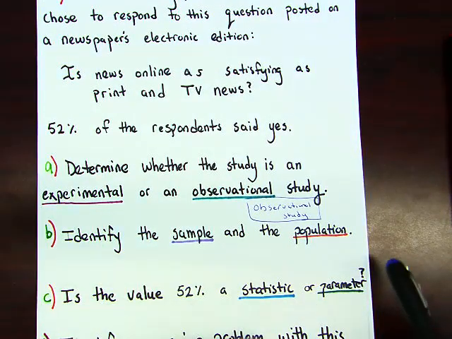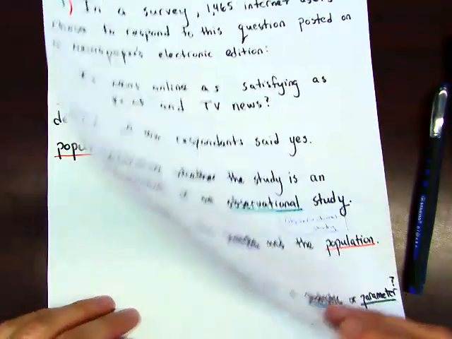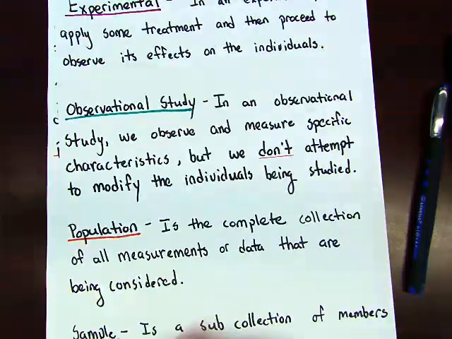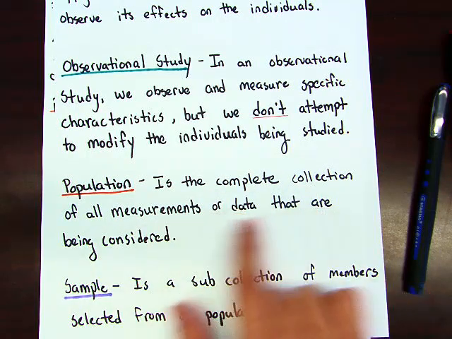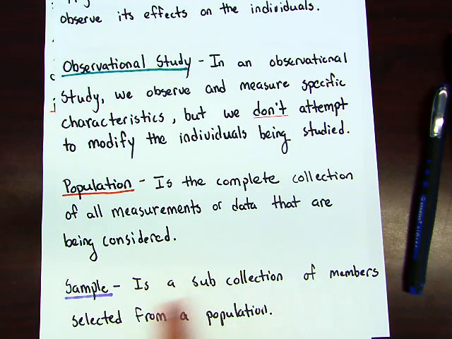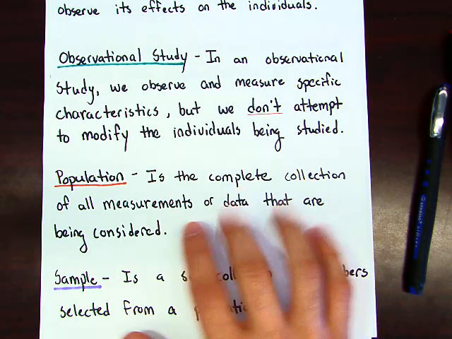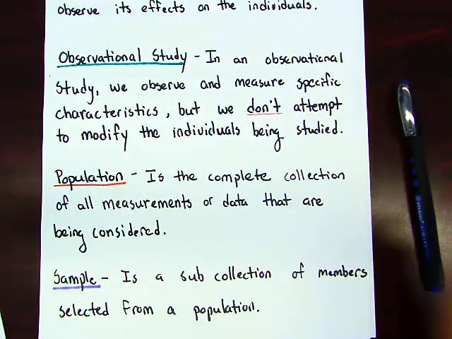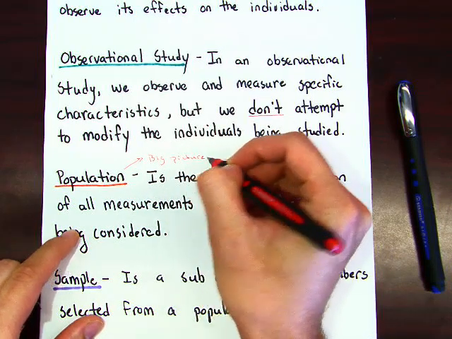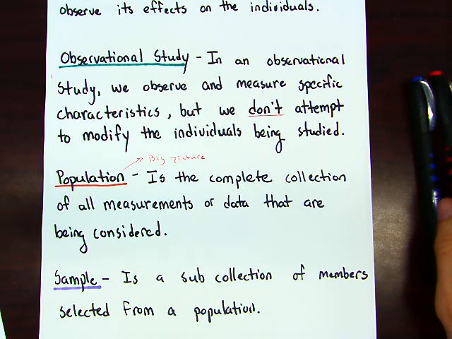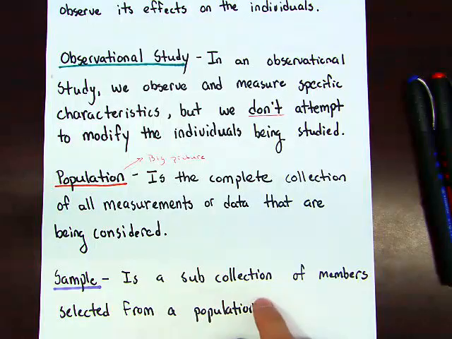It says identify the sample and the population. Let's see what these two definitions mean. The population is the complete collection of all measurements or data that are being considered, and the sample is a sub-collection of members selected from a population. So what on earth does this mean? Basically, when you think of population, you should think of the big picture. What is the overall thing being studied or observed within the question? And a sample is the smaller sub-collection of the population.